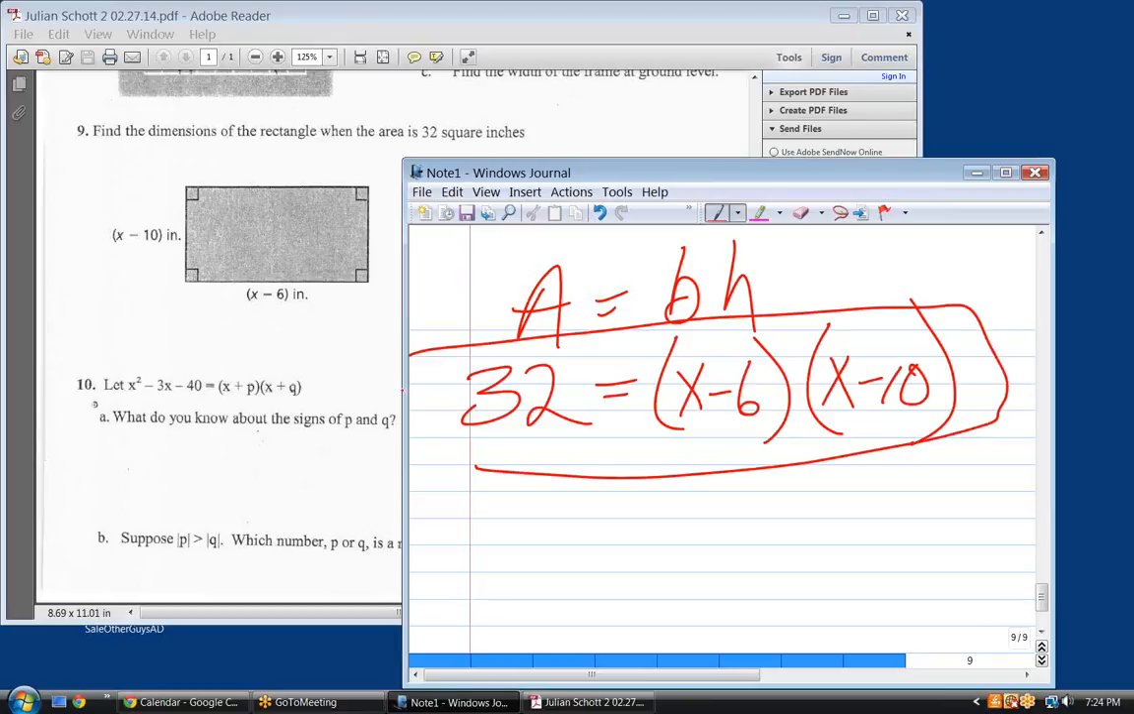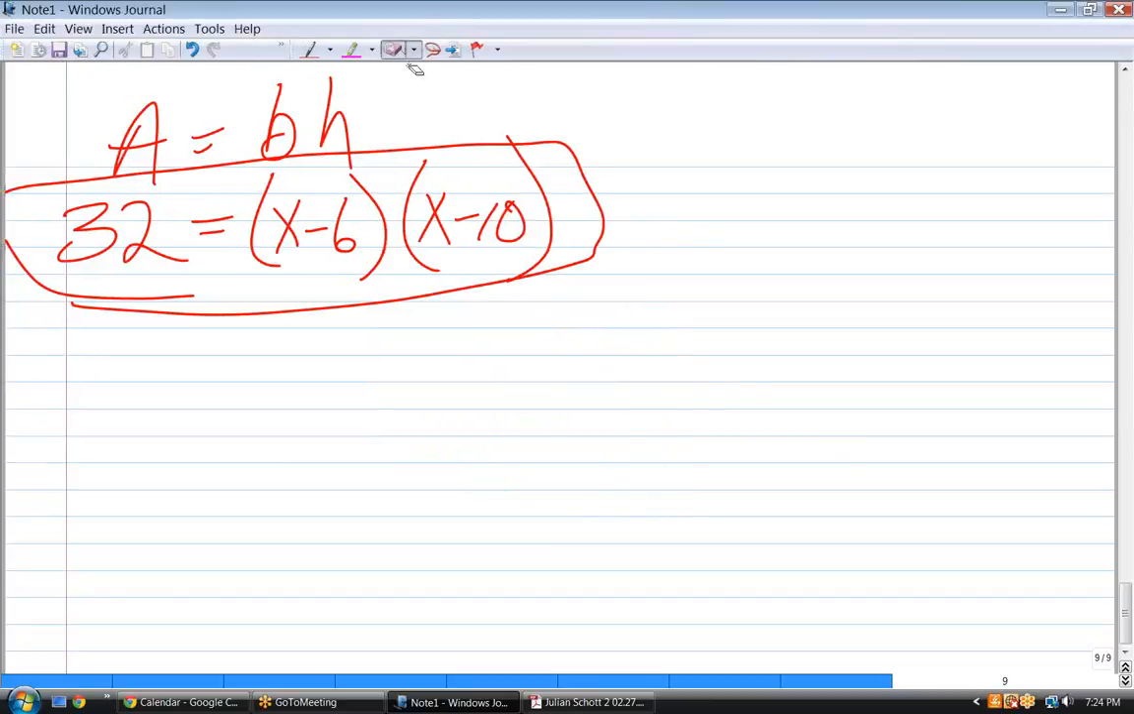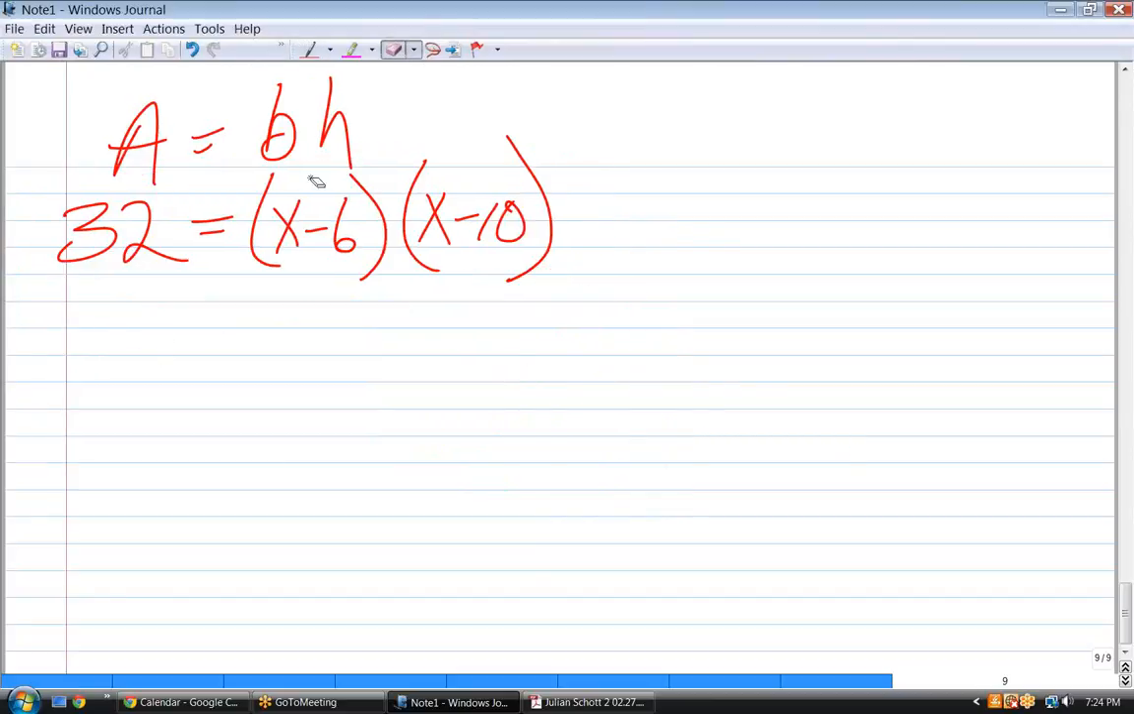Solve that equation. That's a quadratic. When they said find the dimensions, they're not saying it's x minus 6 times x minus 10. They want us to solve for x so that we know the exact length of the base and the height. So let's look at this equation that we just wrote. Our goal is now to solve this. What's the first step? The first step is to multiply these 2 things together. Foil them.